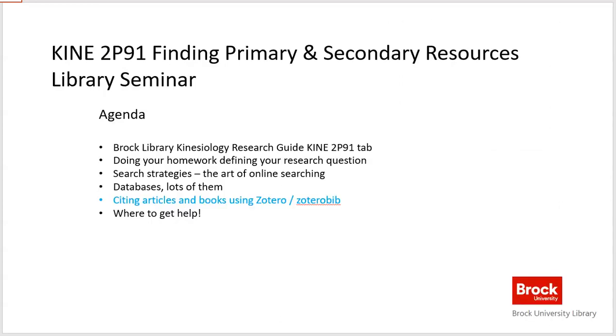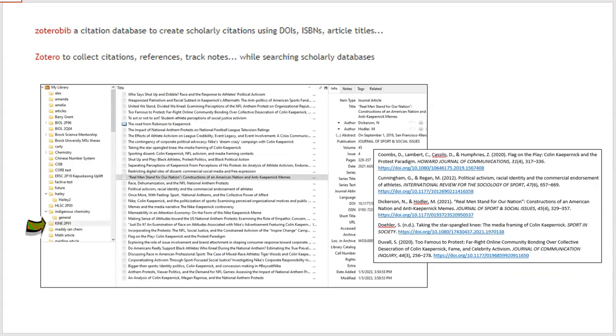We're almost done. Citing articles and books using Zotero and ZoteroBib. So here we go. ZoteroBib, I've shown you, it works quite well. It's free, it's easy to do using DOIs, ISBNs. And you can actually put in article titles and it'll attempt to do what it wants. It doesn't really work well for news-related terms.